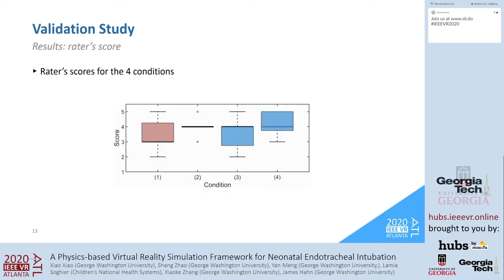Here are the results of the rater scores for the four conditions. The average score on the VR for condition 2 is higher than that on the mannequin. With the increased level of difficulty in condition 3, the average score is lower than that in condition 2. In condition 4, with enhanced visualization, the average score is slightly higher compared to that in condition 2. However, the differences did not reach statistical significance.